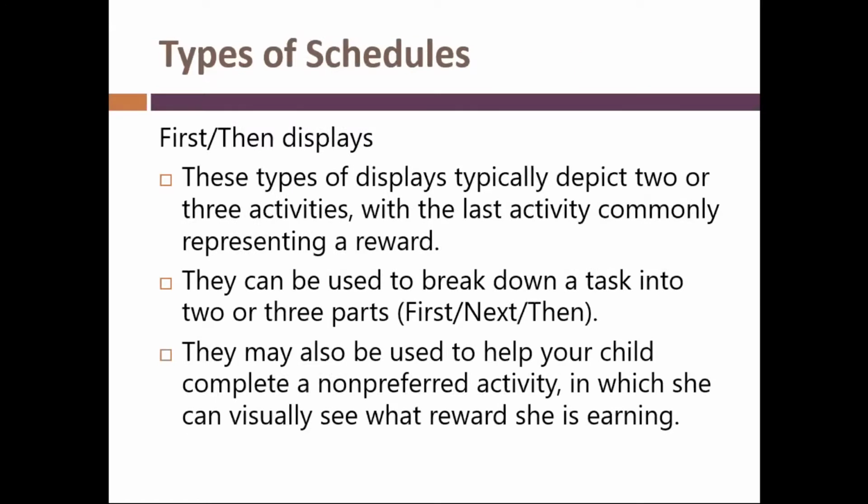So the other type of schedule is first-then displays. We're going to get into a couple of these examples as well. So these typically depict 2 or more, possibly 3 activities, with the last activity representing the reward. They can be used to break down a task into 2 or 3 parts, and they may be used to help your child complete a non-preferred activity. And it also helps them, they can see what they're earning.